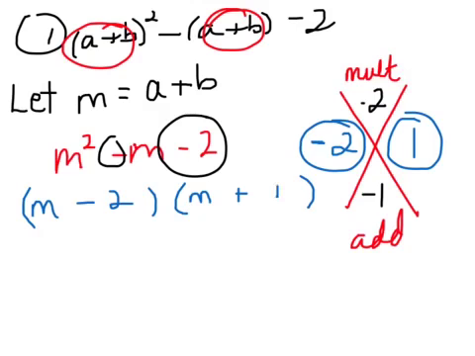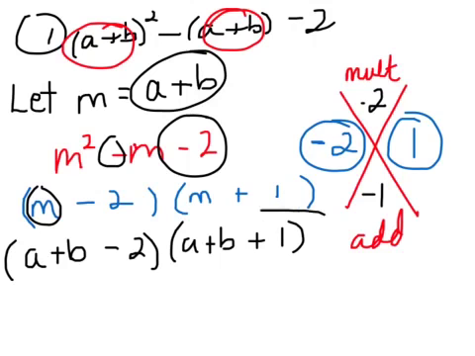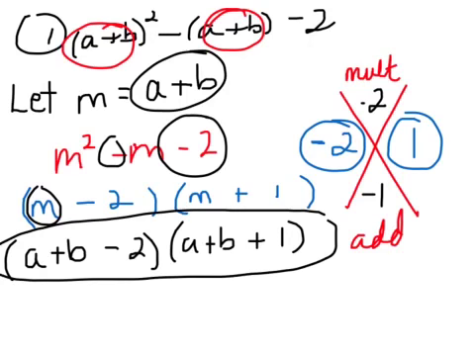Okay, now, did I have m's in my original problem? No, I did not. So it's time to switch back. Everywhere I see this m, it's equal to a plus b. So I'll go, oh, instead of m, I'll write a plus b minus 2. And over here, instead of this m, I'll write a plus b. Oh, and then there's the +1. And it's factored. And this one I get to stop because there's no way to simplify those factors. So what I have up there at the top can be factored like this.